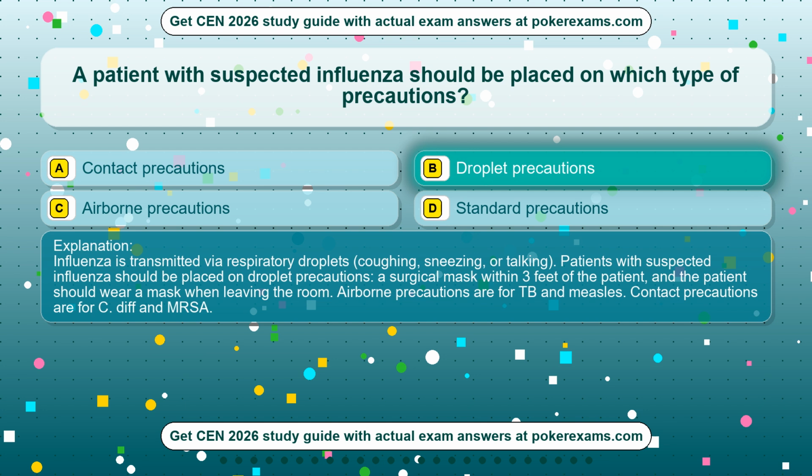Influenza is transmitted via respiratory droplets: coughing, sneezing, or talking. Patients with suspected influenza should be placed on droplet precautions, a surgical mask within 3 feet of the patient, and the patient should wear a mask when leaving the room. Airborne precautions are for TB and measles. Contact precautions are for C. diff and MRSA.